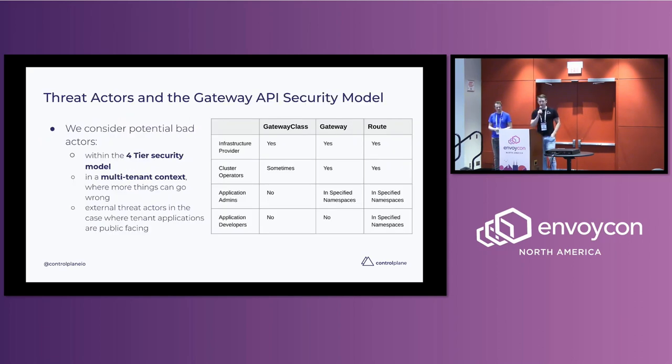So some of the threat actors that are considered in the security model for Gateway API, this is the four-tier security model that operates in a multi-tenant context. First, the infrastructure provider, who has access to your gateway class, your gateway, and your route. The cluster operators, as I mentioned a little bit before, sometimes have access to your gateway class, but in most cases will be working with your gateway and route resources.